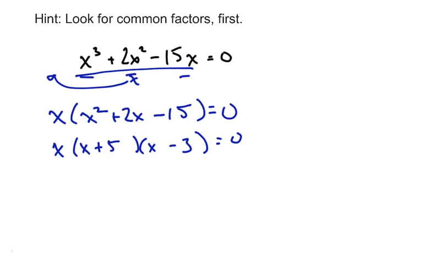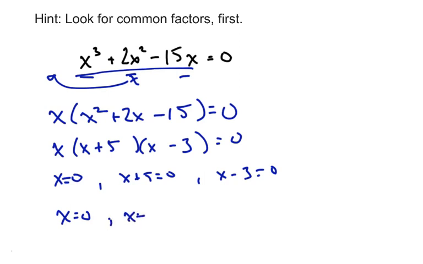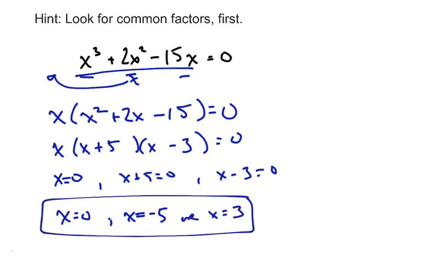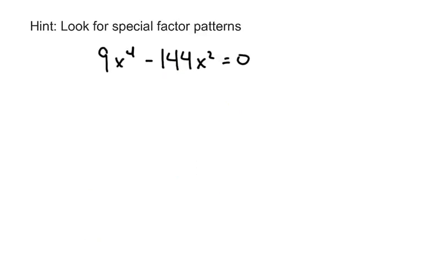Now I have three factors that are being multiplied together to equal 0. And we can use that zero product property to solve this thing because it equals 0. So we set each factor equal to 0. Either x equals 0, or x plus 5 equals 0, or x minus 3 equals 0. Solving each of them, x equals 0, or x equals negative 5, or x equals 3. And there are our solutions.